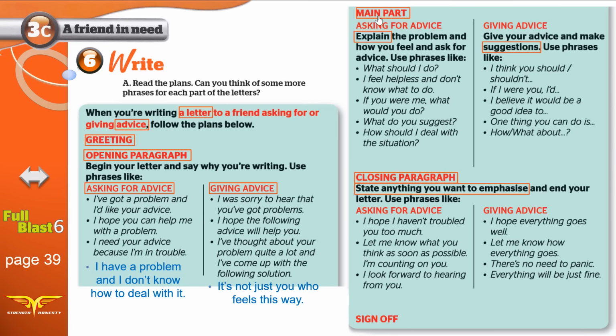And then we move on to the main part, the middle part. When you are asking for advice, what do you write? You explain the problem. You write about all the details and how you feel. Tell the one you are writing to how you are feeling. How do you feel toward this problem? And ask for advice, and you can use these phrases.